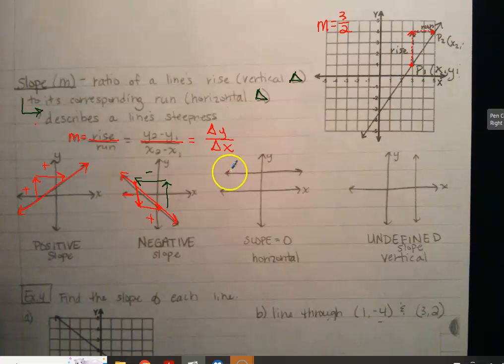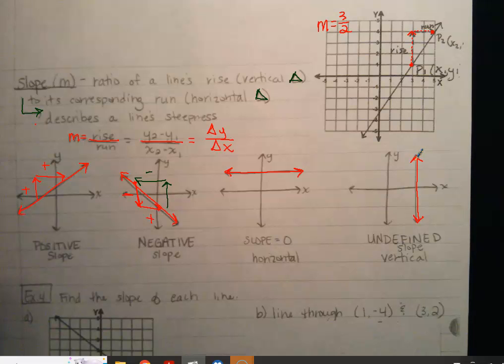All right, the next one is a slope of 0. We might say no slope. It's a horizontal line. And the last one is an undefined slope. It's vertical. Okay, so we don't know what its slope is. We can't define it.